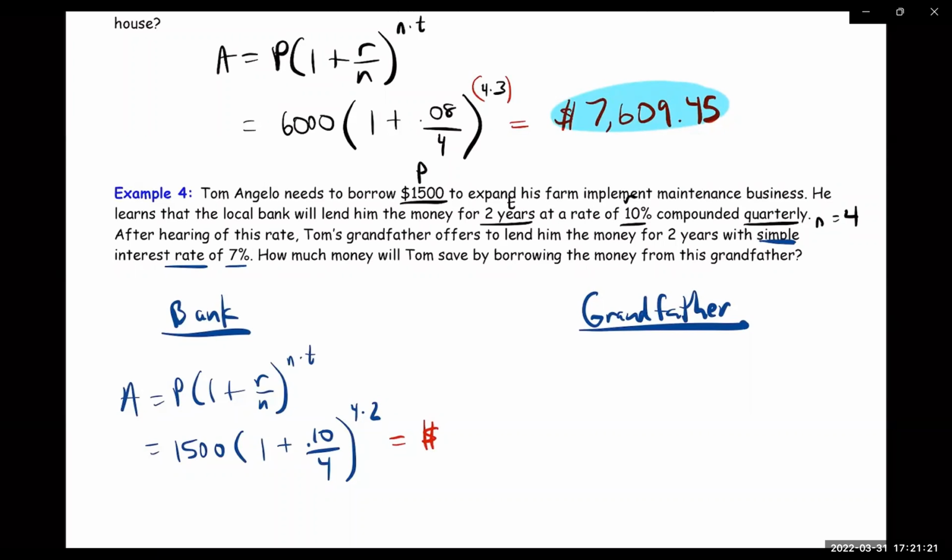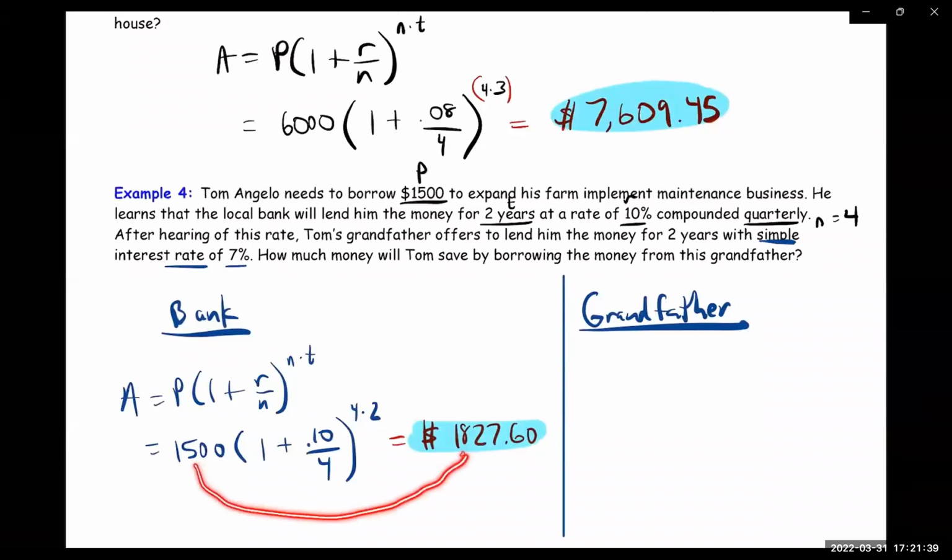I'm getting 1827 and 60 cents. That's how much you would owe the bank back after 2 years. So he's paying about $300 in interest, right? Or 327, because if you subtract, that's how you get the interest.